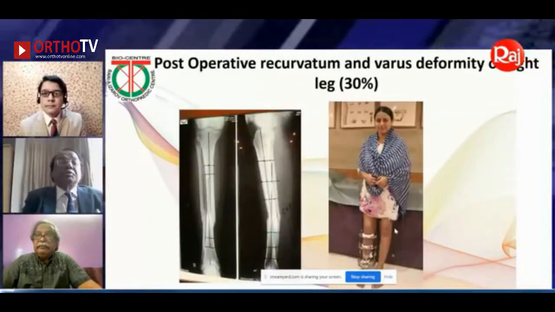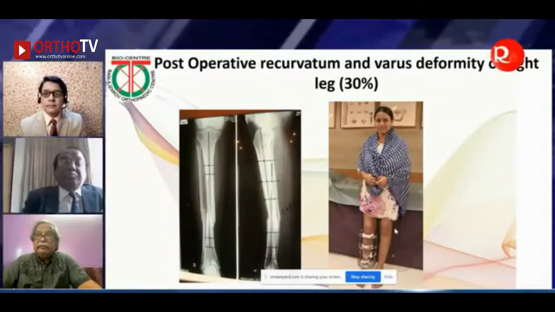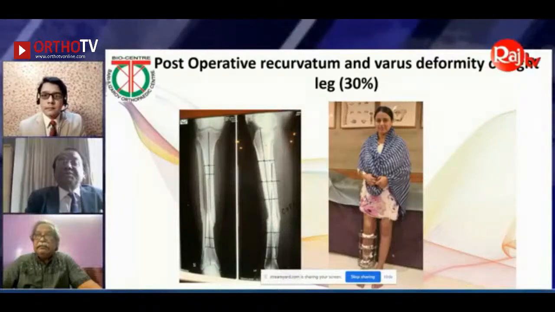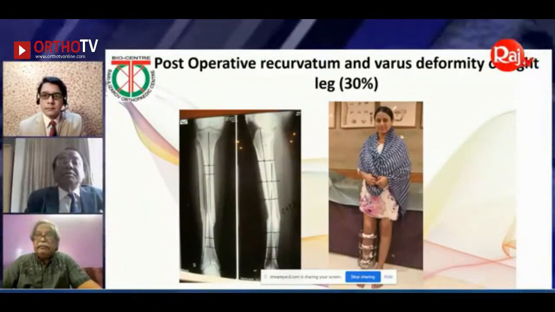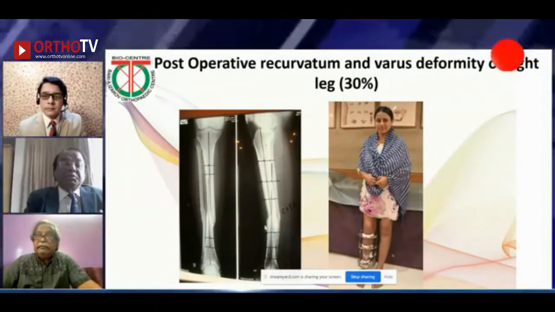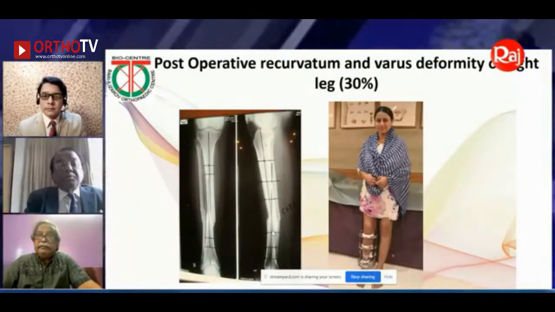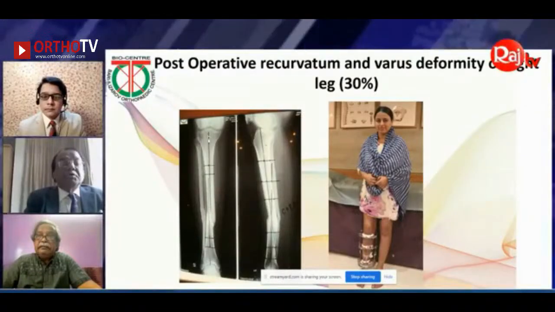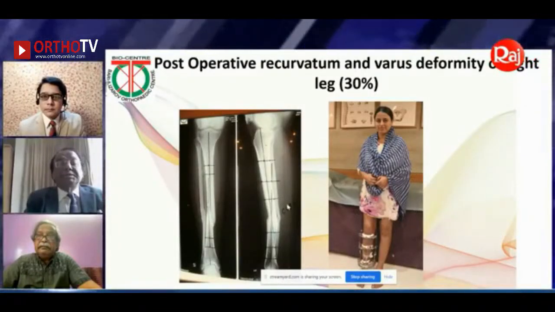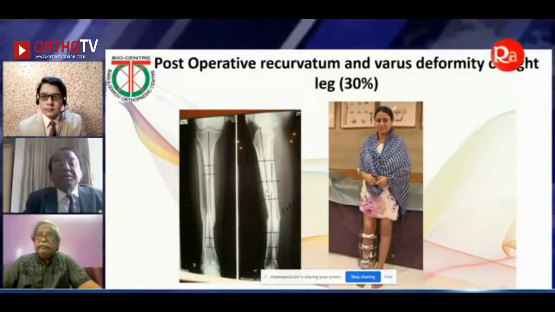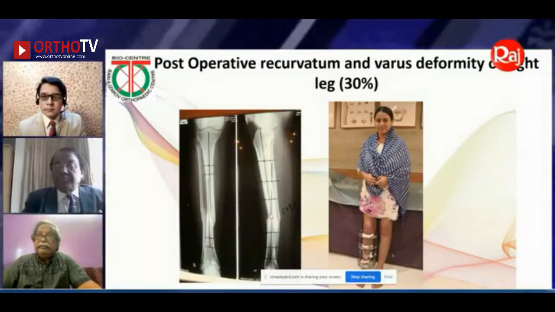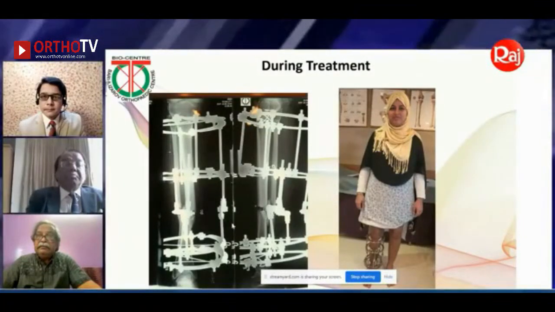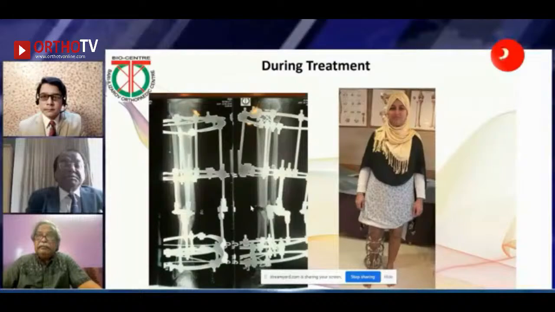So case 4, postoperative recurvatum. You can see recurvatum, and varus deformity of the right leg, 30 degrees. You cannot correct that one, but the patient was complaining of pain. See, if you draw the mechanical axis and anatomical axis, here you are getting a true apex, here is the true apex of the deformity, then I decided to go for osteotomy by putting the hinges.